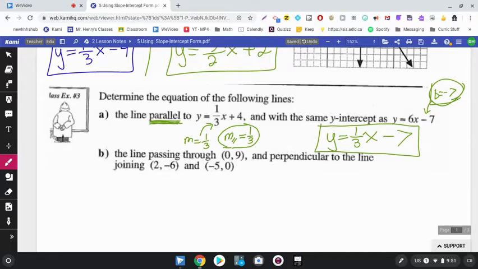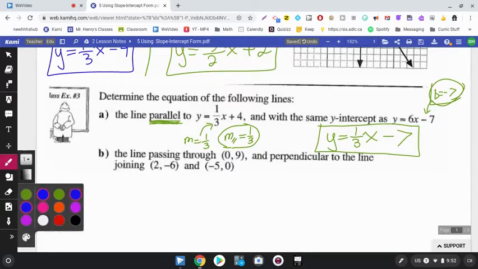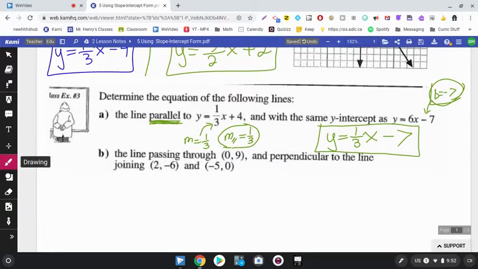All right. B says a line passing through 0, 9 and perpendicular to the line joining 2, -6 and -5, 0. All right, well, I need slope and I need an intercept. Those are the 2 things I would need to find the equation of a line using slope-intercept form. I have my b value. 0, 9, that's a y-intercept. My b value is 9. Done. Found it.